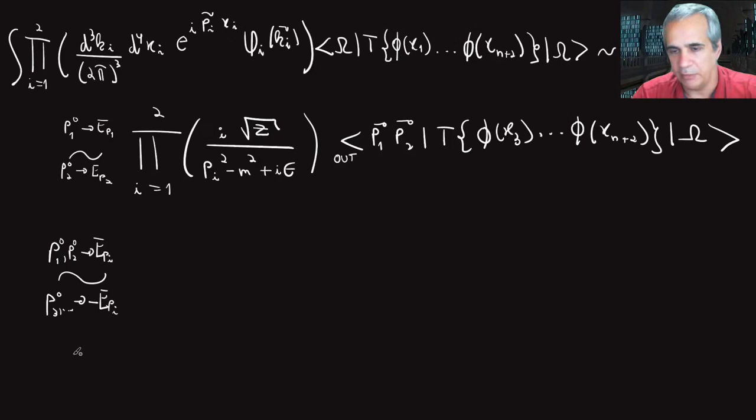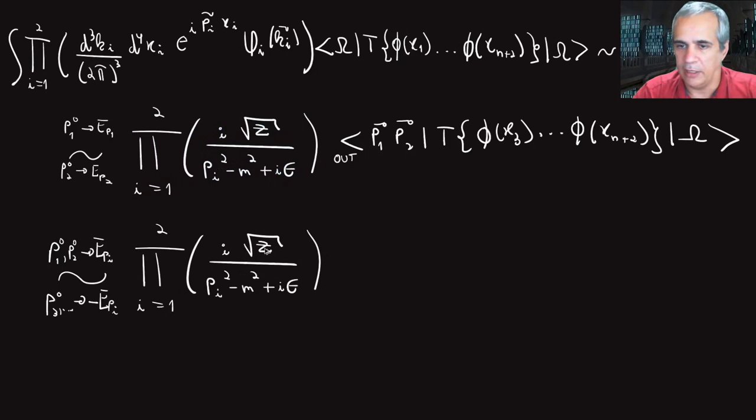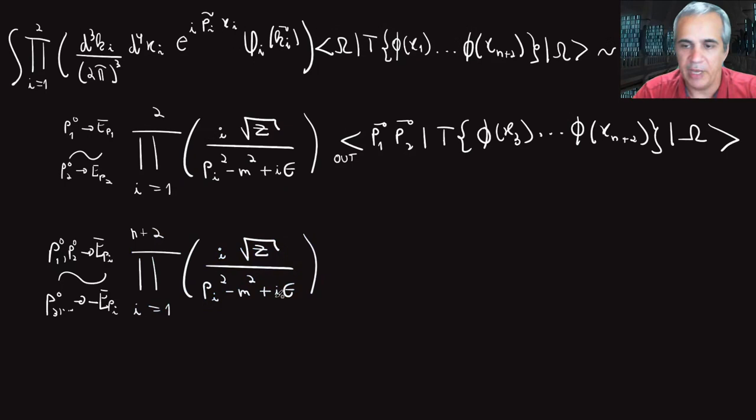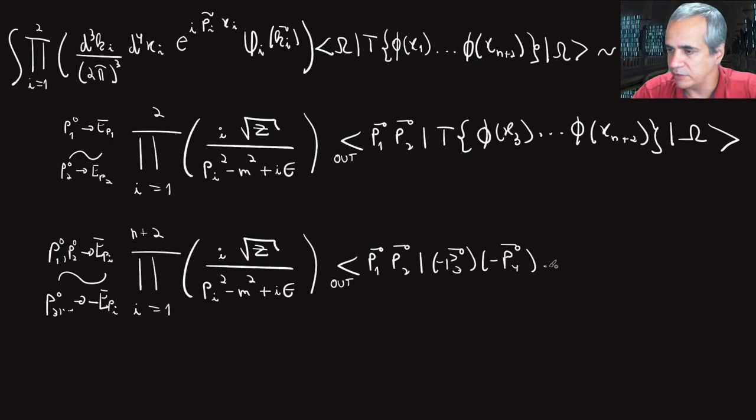this function will behave like complete propagators. Remember, this is how we concluded in the previous two videos that the one particle full propagator for the full interacting theory behaves near a one particle pole. So what we have here is the full propagator for each of these states times, this does not change. And what happens on this side is the same: I have this minus P3, minus P4, etc. I go up to minus Pn plus 2.